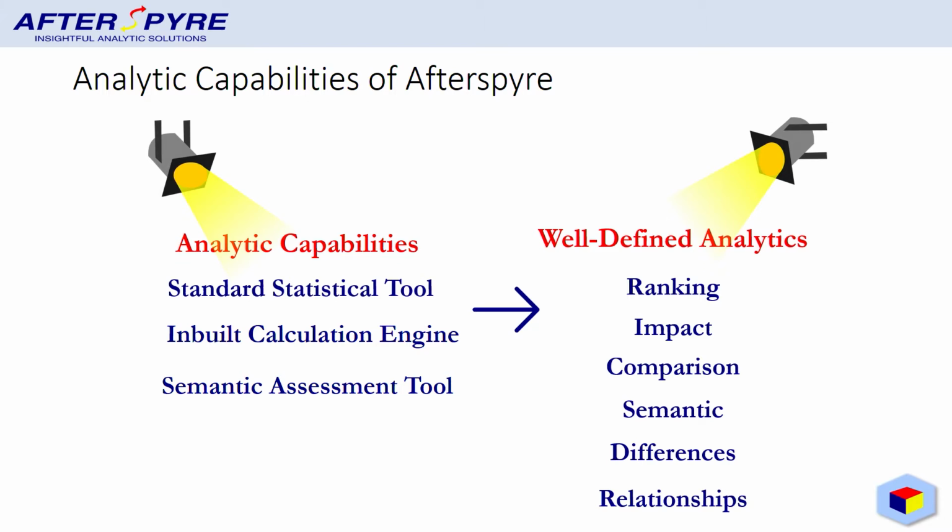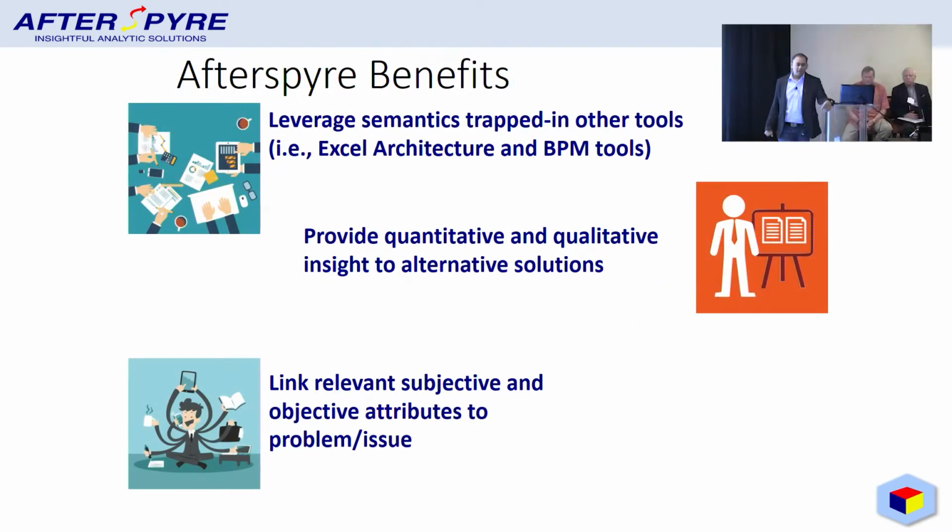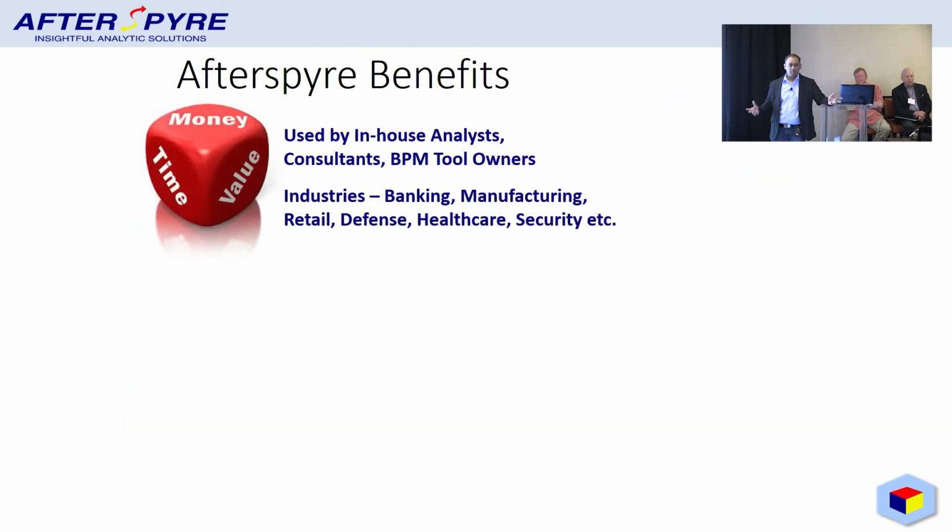So the standard statistical tool, the calculation engine, also delivers well-defined analytics such as ranking, impact, comparison, semantic, and we'll demo some of this. Some of the key benefits of Afterspyre, like I mentioned, was to leverage the semantics trapped in other tools such as Excel, architecture tools, BPM tools. You have a combination of qualitative and quantitative insight and it gives you alternate solutions. You could also link subjective and objective attributes to your problem areas.